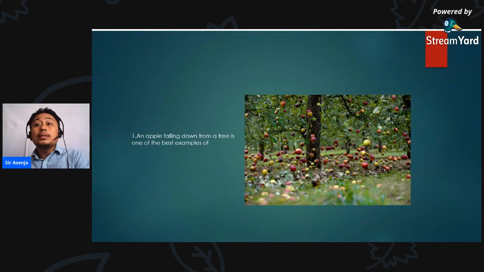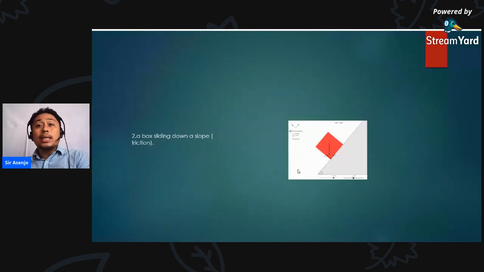It should be non-contact force. So what kind of force is it? Because what specific force is acting on the apple? Why does it fall down? Because of gravity. And gravity is a good example of non-contact force. Good job. Now number 2, let's have a box sliding down a slope.